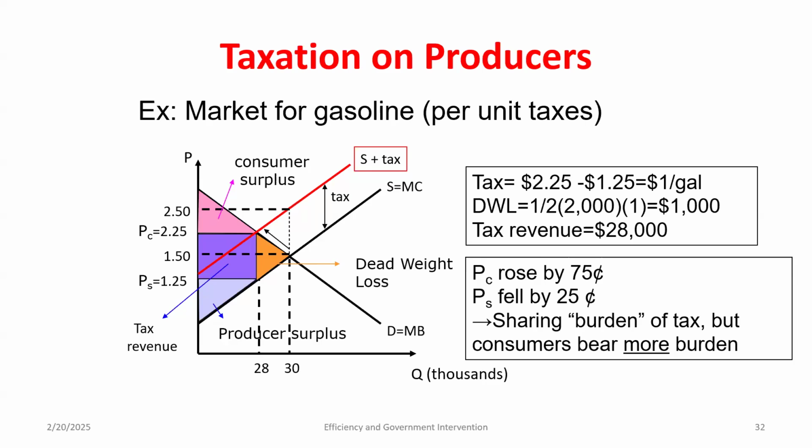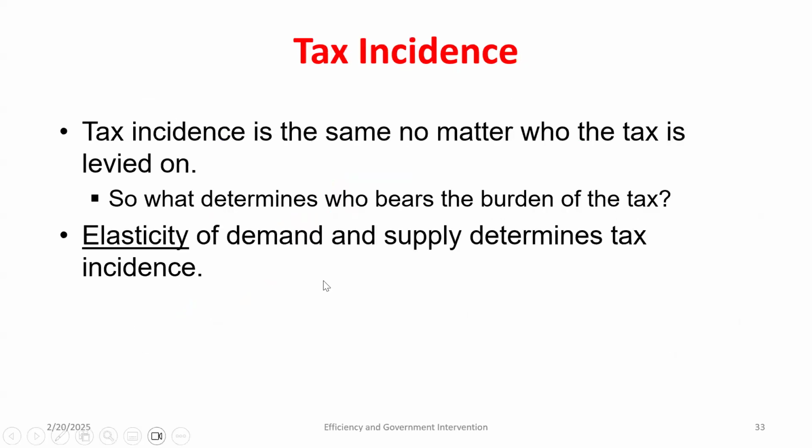So the difference between the old equilibrium price and the new price that the consumer pays and the seller gets to keep will tell you something about who's bearing more of the burden of this tax, or what we call the tax incidence. Okay. So you can look at these prices, right? You can also use something we've already talked about, which is elasticities.